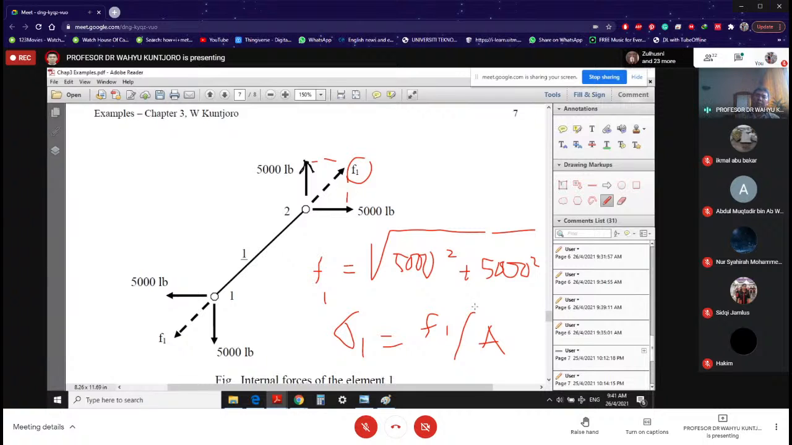Another thing to note is that this F1 is axial, meaning the axis of F1 is going to be the same as the axis of element number 1. That is the reason why the basis of the truss element is the bar element. Only a bar is axial, and a truss is a bar in two-dimensional space. So now you can see the proof over here. So that is element number 1.